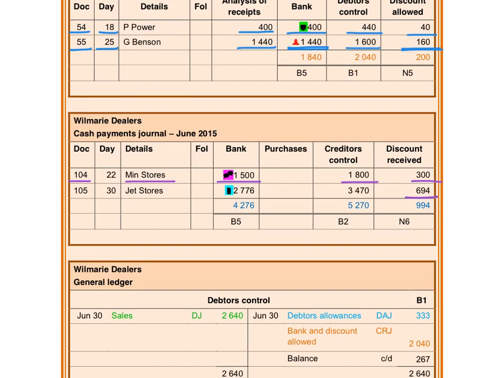The total amount that we owe him is 3,470. So if we deduct the discount from the total amount, we determine the amount that will be issued as the check, 2,776.